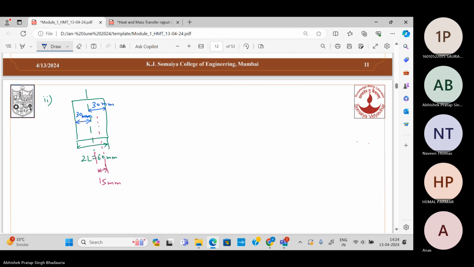Now we have to calculate x by L. The semi thickness is 30, and the location is 15 mm away from the mid plane. So 15 divided by L, where L is the semi thickness, that is 30. So it is 15 by 30, which is 1 by 2. It is equal to 0.5.